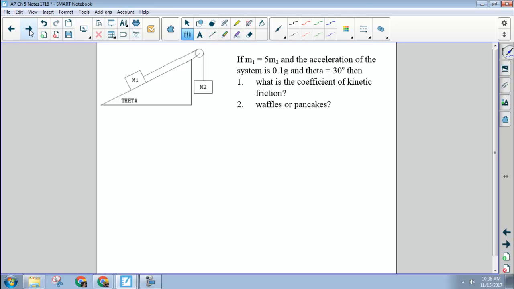All right, here we go. So, instead of using M1, let's just use M. Fair? So we're going to call M1 M, and M2 will be 5M. Cool? So M, and then 5M. So the force of gravity here is 5 mg. Agreed? Notice I'm always starting with the system.